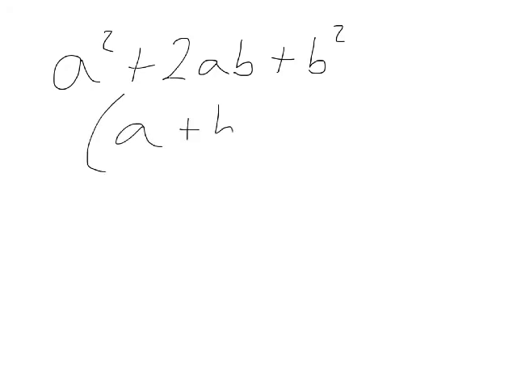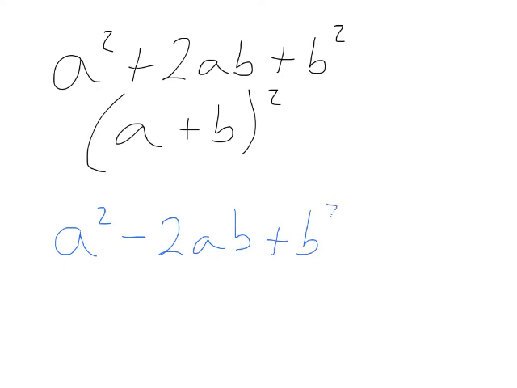So to summarize, if we have a trinomial in the form a squared plus 2ab plus b squared, we can easily factor it as a plus b quantity squared. And if we have a trinomial that says a squared minus 2ab plus b squared, we can easily factor it as a minus b quantity squared. We don't have to go through the whole process of factoring by grouping if we can recognize the patterns.